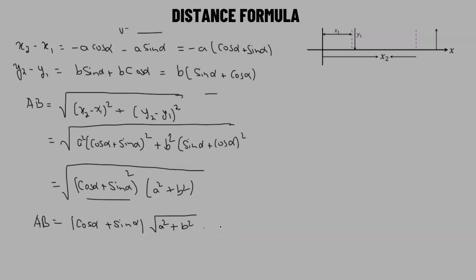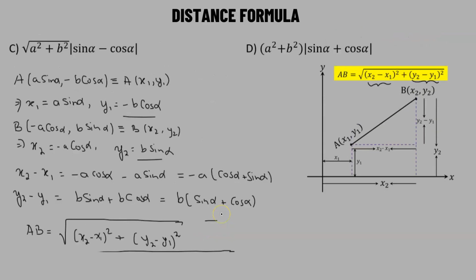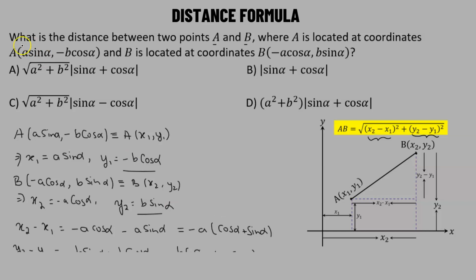So let's try to compare it with our given options. So here option A is the only one that's matching with the result. So square root of a squared plus b squared multiplied to the absolute value of sine alpha plus cosine alpha. So that's going to be the final result.